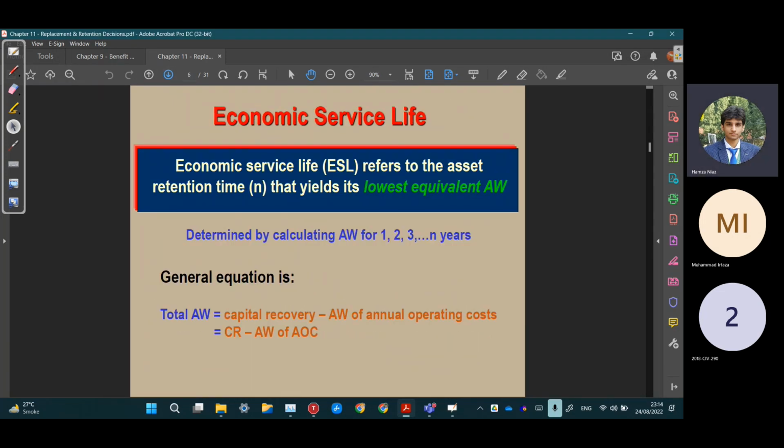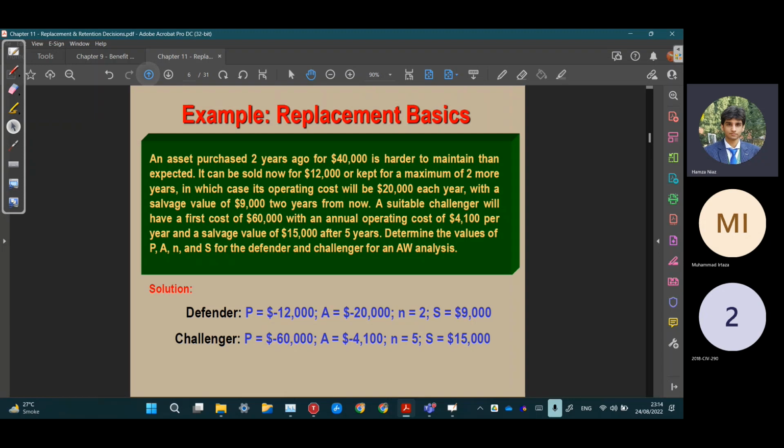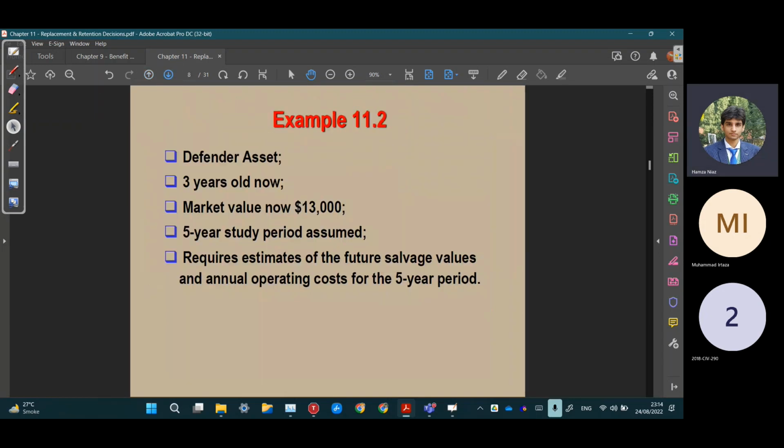So for example, this is written as economic service life. So what is economic service life? It refers to the retention time, the number of years, that yields the lowest equivalent annual worth. So when the annual worth of the asset would be the minimum, then you would call that year the economic service life. So we'll go through some examples to find the ESL of an asset.